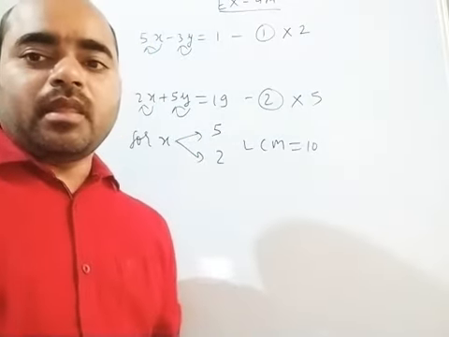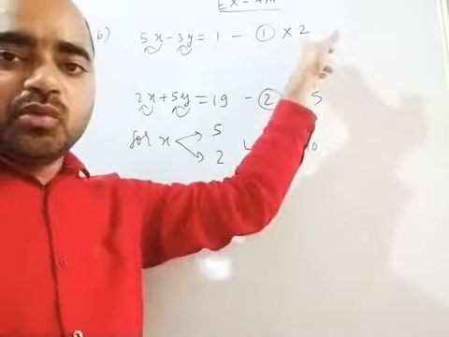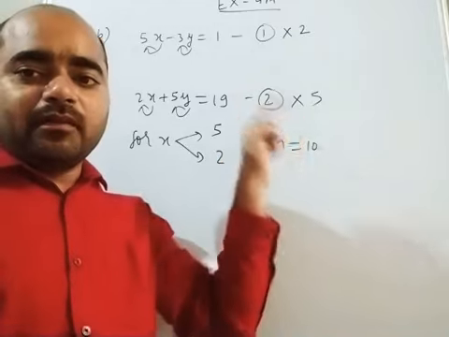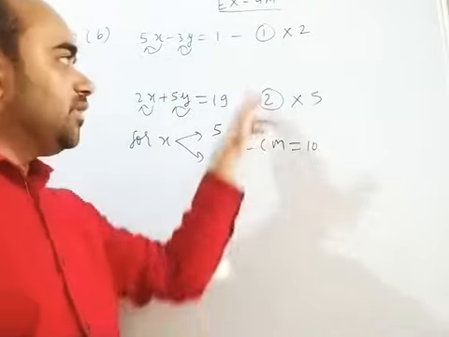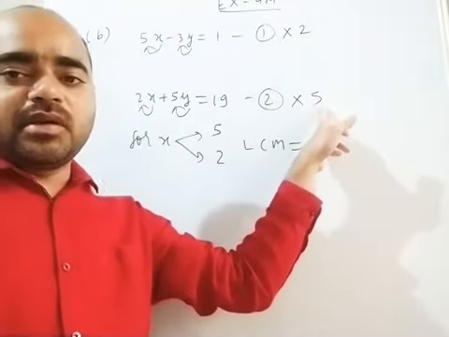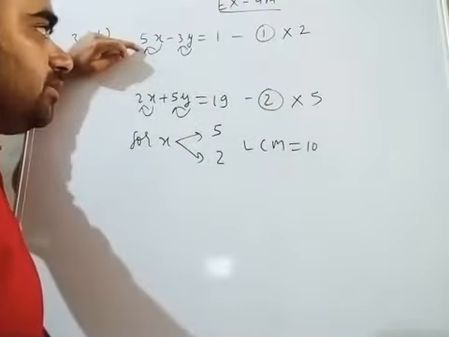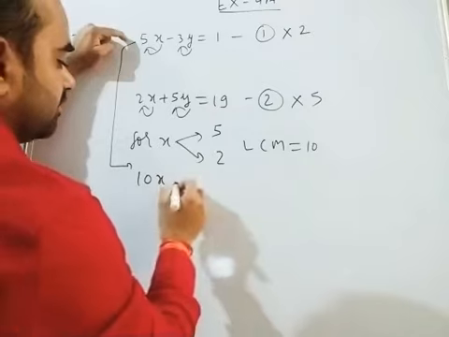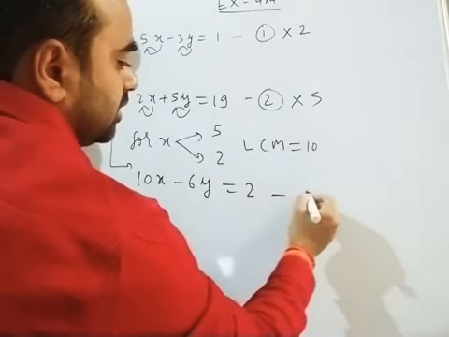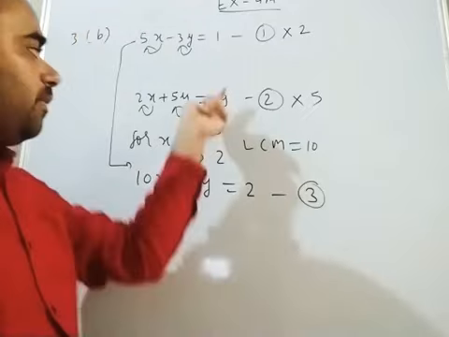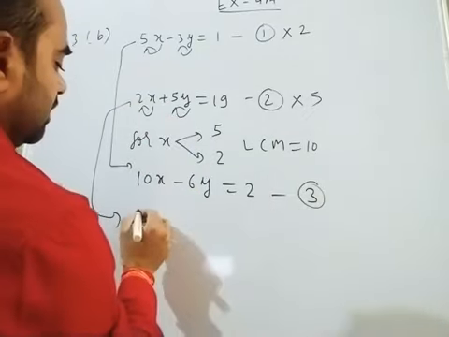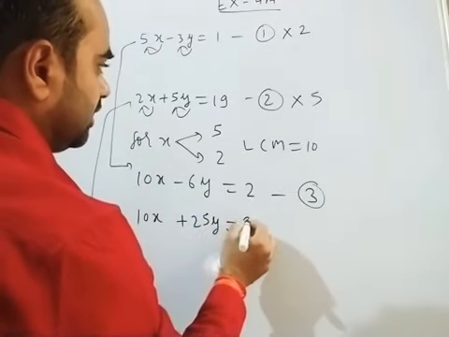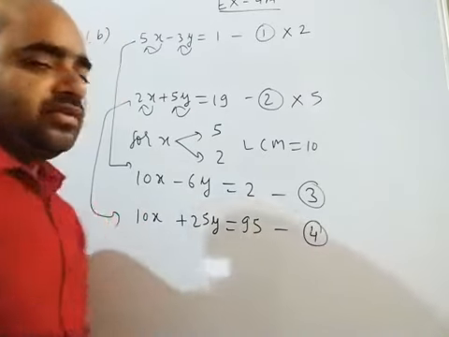Clear? In the first equation we multiply by 2 because we have to make 5 as 10, that is 5 into 2. In the second equation we multiply by 5. Why? 2 into 5, 10. Now each of the terms will be multiplied by 2. This will become 5 into 2, 10x. This will become minus 6y. This will become 2. This is the third equation. Similarly, this equation multiplied by 5 will also become 10x, then 25y and then 95. Understood elimination?